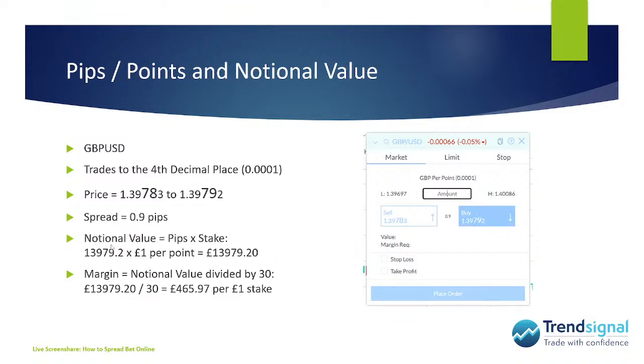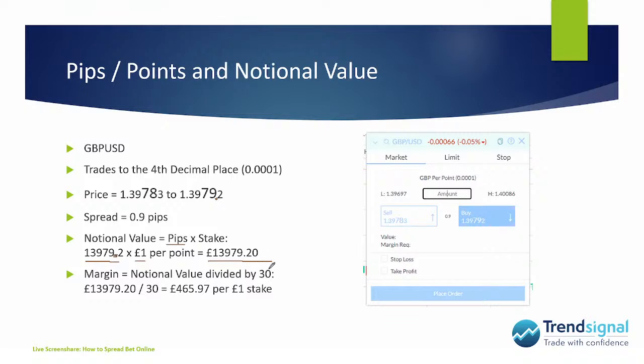Let's have a little think about the trade size and the notional value. What is notional value? It's the actual value of the trade you're looking to do. So how do you work that out? Well, you take the number of pips that are in the price. So if I was going to buy at 139.79.2, I just put a decimal point after the big font size bit, and then times it by the stake per point I want to do, and that gives me a notional value.